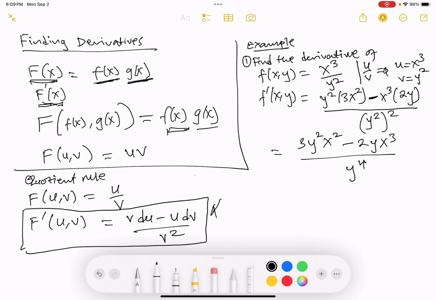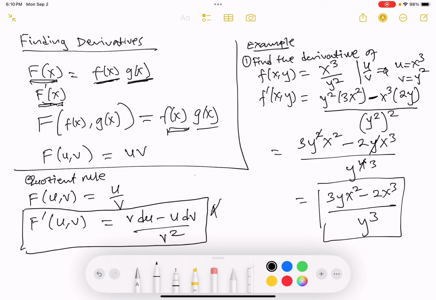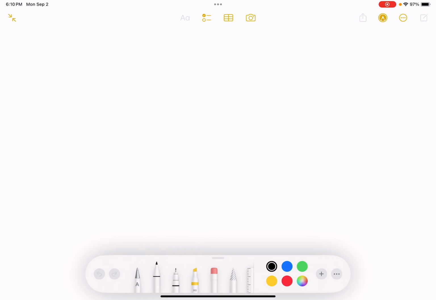Now you can simplify this further and cancel out one y. So your final answer would be 3y x squared minus 2x cubed over y cubed as your final answer for the derivative of f of x of y. So that is how you do the quotient rule. I want to give another example. So example 2.